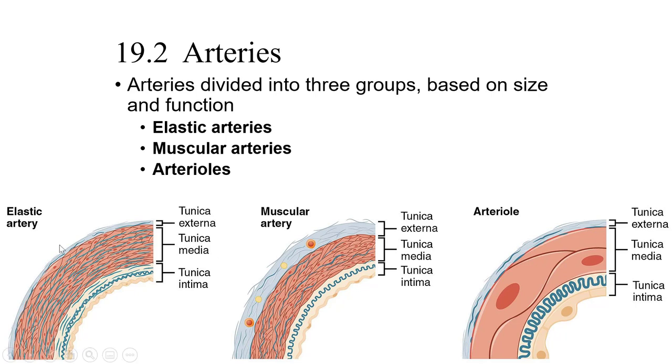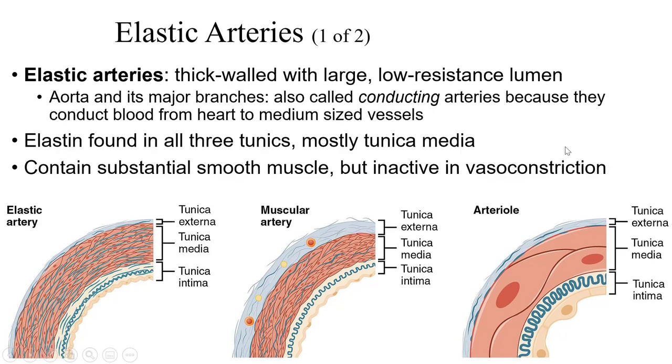You have your elastic artery. This is your elastic artery. Then you have your muscular artery right there in the middle. You can see the difference between them. And then you have your arteriole. This is actually a gross enlargement of the arteriole, and the arteriole is not as big as an elastic artery or a muscular artery. So they are not really good representations in terms of size.